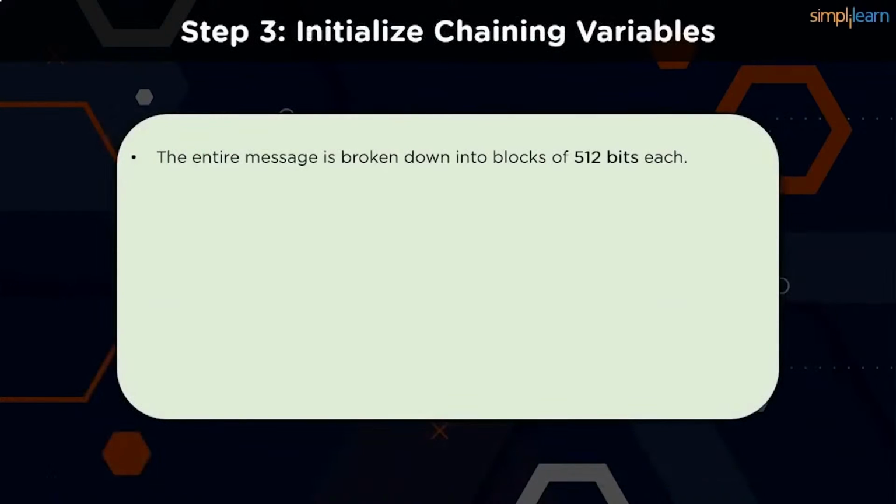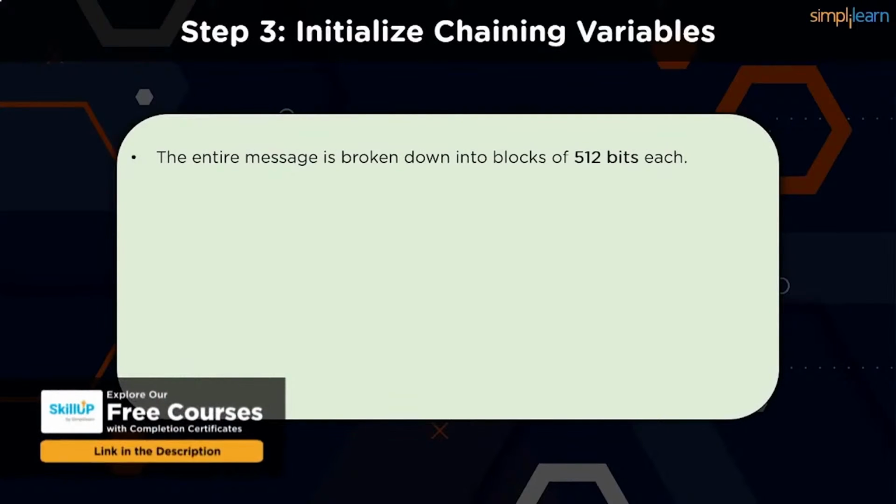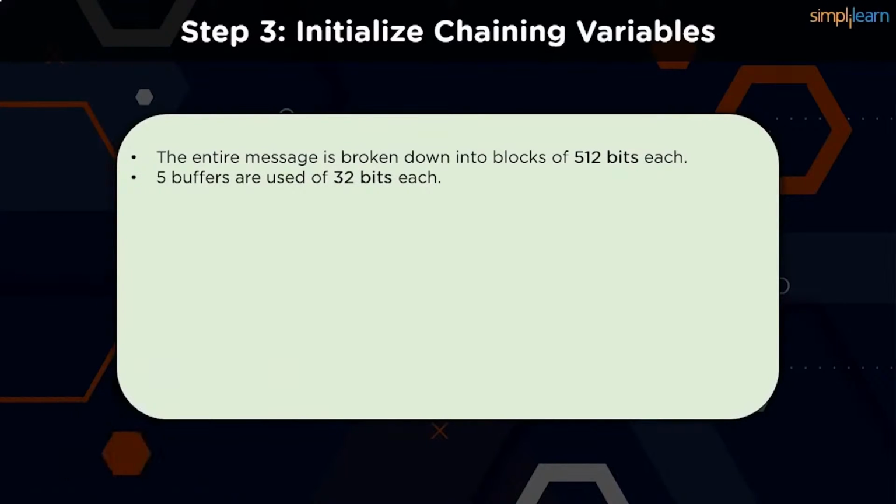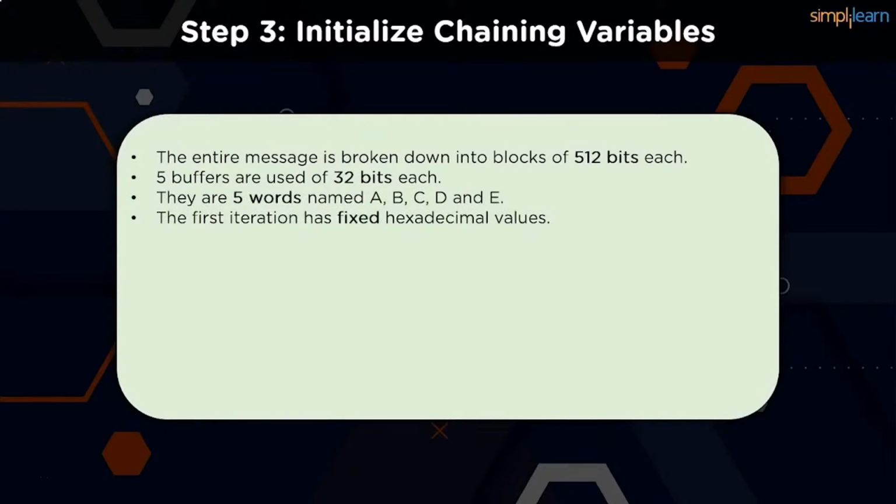In the next step, we have to initialize these chaining variables. The entire plaintext message can now be broken down into blocks of 512 bits each. Unlike other hash algorithms like MD5, which use 4 registers or buffers, the SHA family uses 5 buffers of 32 bits each. They are named A, B, C, D, and E.